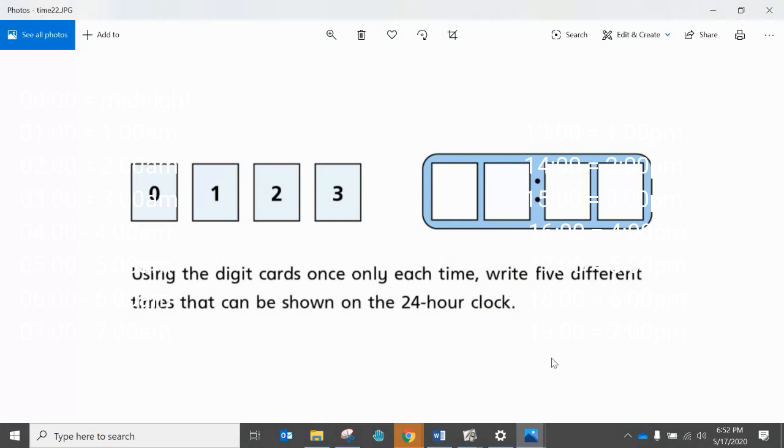For challenge 2 today, you've got these 4 digits and you need to use them to make a time on a 24-hour digital clock. You need to write 5 different times that can be shown using all these cards. And you can only use each card once.